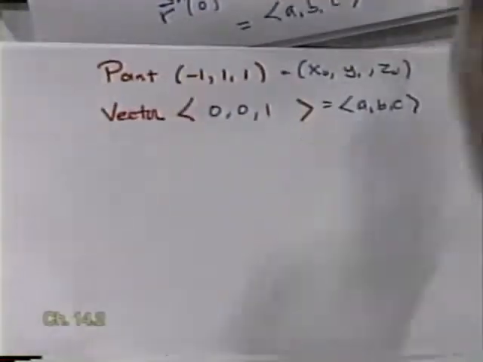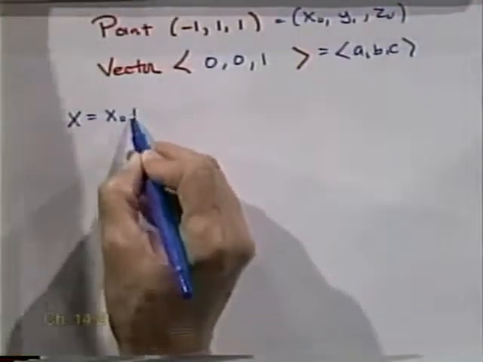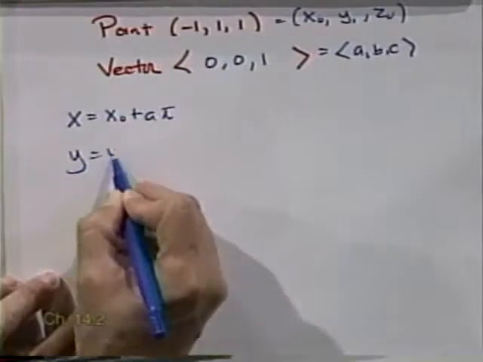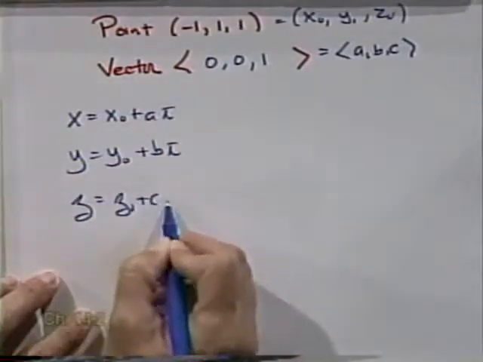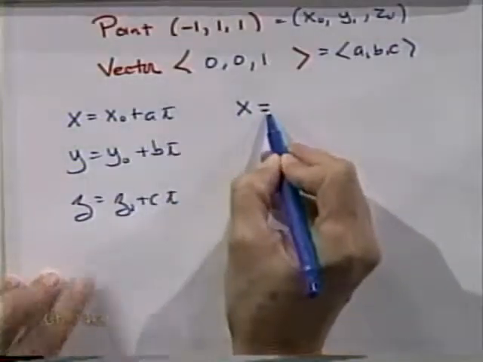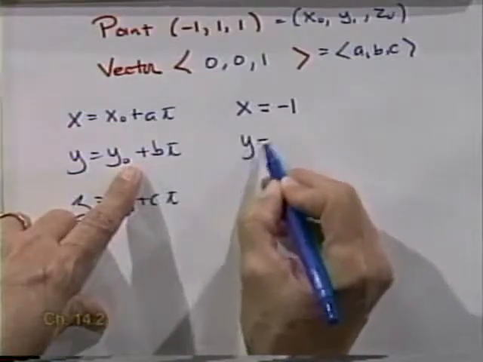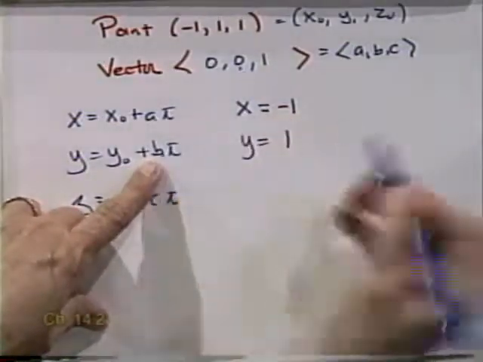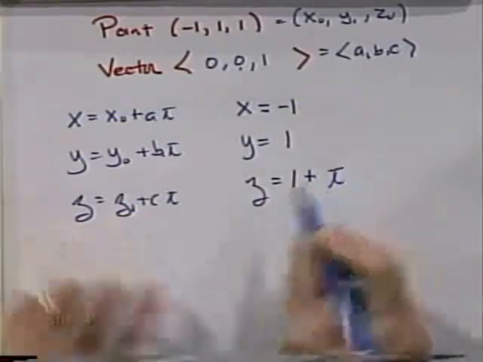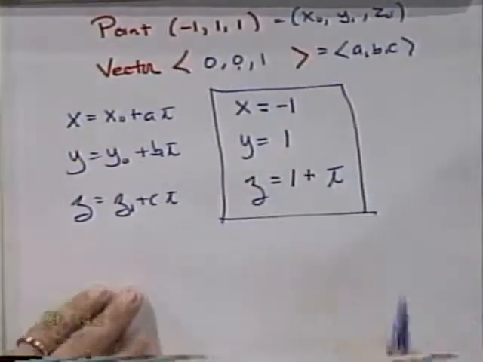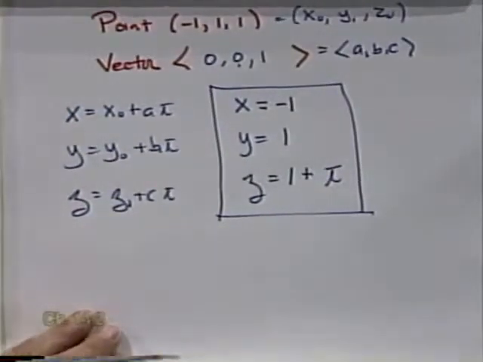So now to do my equation, I know it's going to be in the form of x equals x naught plus at, y equals y naught plus bt, z equals z naught plus ct. So I'm going to get x equals negative 1 plus 0 times t, y equals 1 plus 0 times t, z equals 1 plus c, which is 1 times t. There are my parametric equations for the line that's tangent to the curve at the point negative 1, 1.